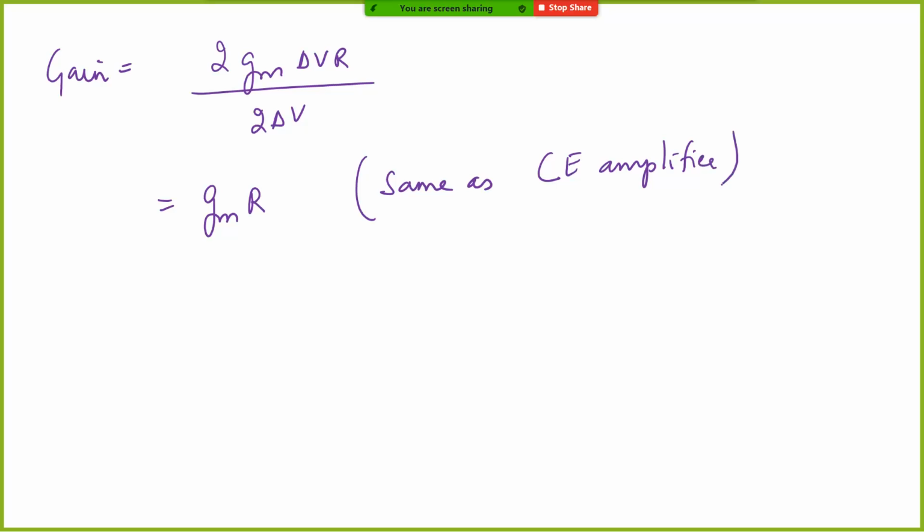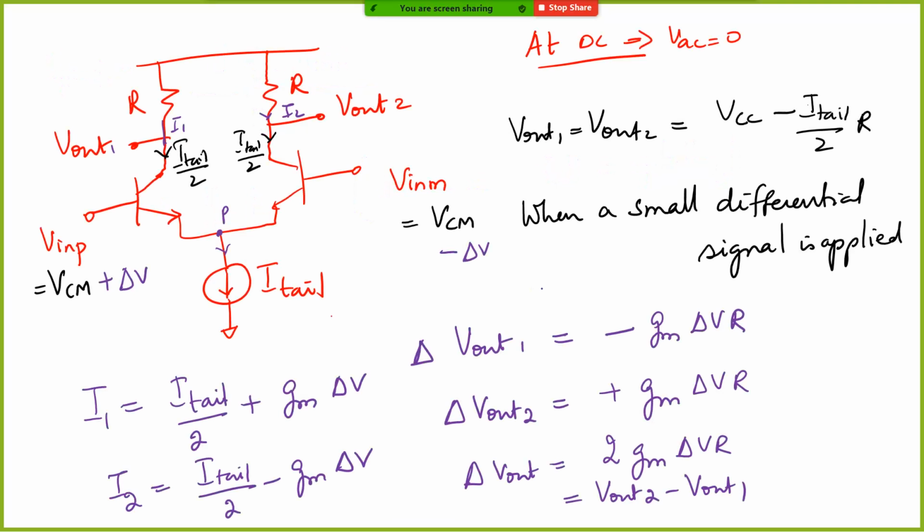The gain is the same as a common emitter amplifier. Now, what happens if there is a common mode signal? Let's say you add plus delta VCM to both inputs. That is a common mode disturbance, equal in amplitude and in the same direction, in phase. Now what will happen?